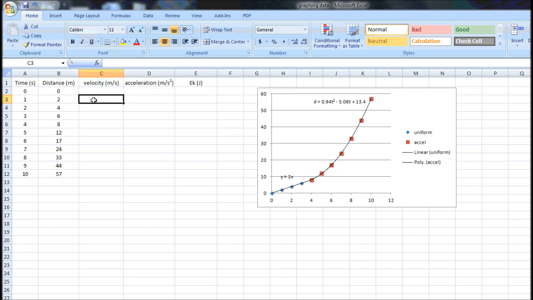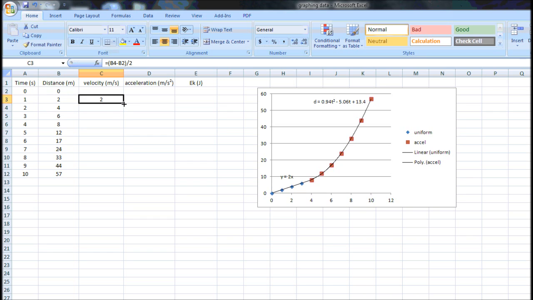So for here, it's going to be equal to this box minus this box divided by the time. Now the time, what's great is, in this case, it's 2 minus 0, or 2 seconds. If I find the velocity at 6 seconds, it's going to be this box minus this box over this box minus this box. But the difference between these two boxes is always 2. So I can just put a 2 in there, and it should work.